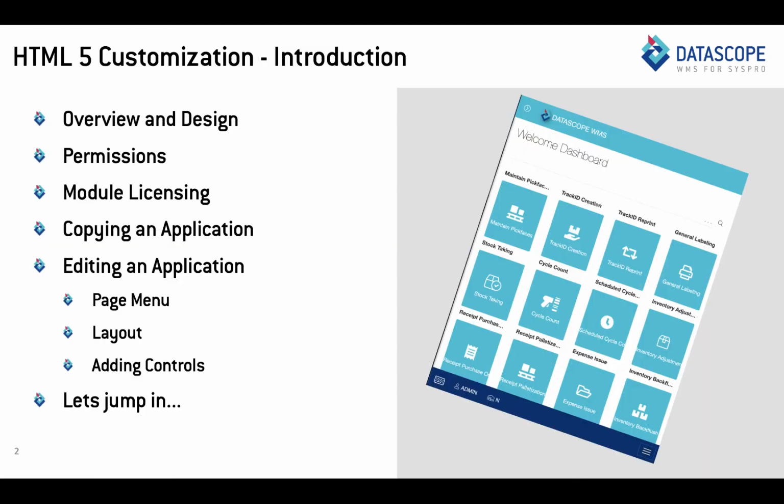To give you an understanding of what we'll do in the video, we will have a look at the overview and design of HTML5. We'll take a look at permissions, what is required for customizations. Then we'll look at the module licensing, what you need from a module perspective to be able to do HTML5 customizations. Then we'll jump into the software, have a look at copying an existing application, as well as editing the application, and we'll focus on the context menu, specifically around the page, the layout, and adding controls.